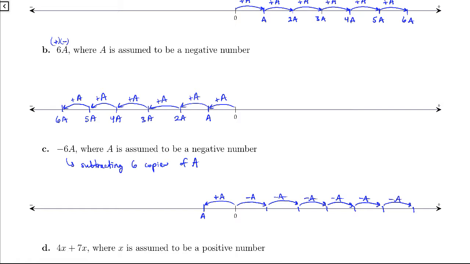So this would be negative A, or the opposite of A, negative 2A, negative 3 copies of A, negative 4 A's, negative 5 A's, negative 6 A's. Okay?